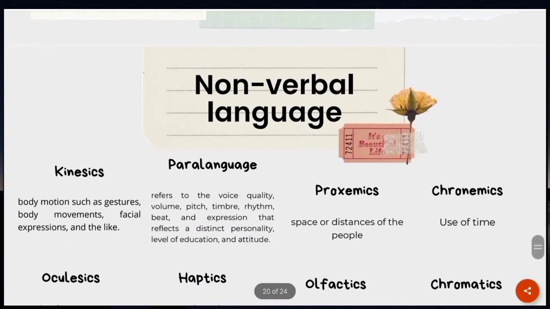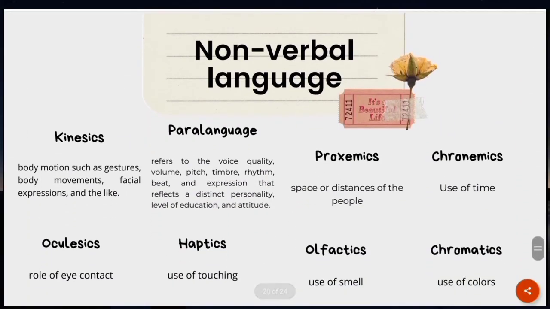Next is the nonverbal language. So there are many kinds of nonverbal language. First, we have the kinesics. Kinesics is the body motion such as gestures, body movements, facial expressions, and the like.